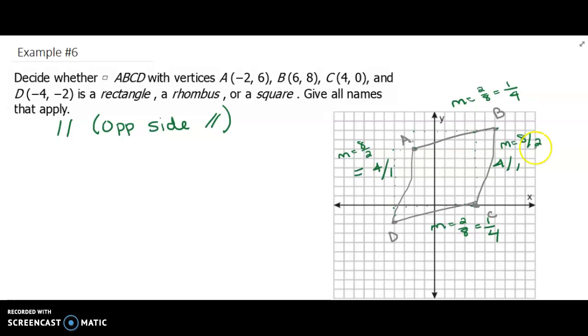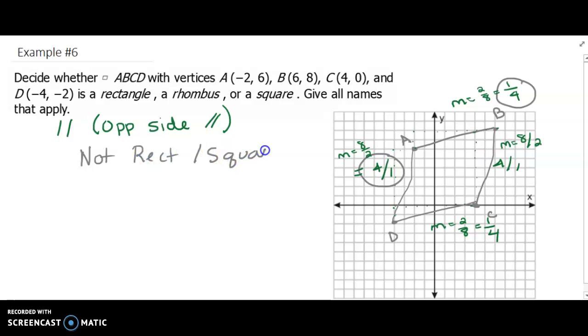Okay. Well, now I can look at these slopes and ask myself, are these opposite reciprocals? Because if they are, it's a 90-degree angle. If it's not, then it's not a 90-degree angle. These are reciprocals, but not opposite reciprocals. Remember, opposite means one's positive and one's negative. So I can immediately rule out that it's a rectangle or a square because sides are not perpendicular. I'm going to put not opposite reciprocals.